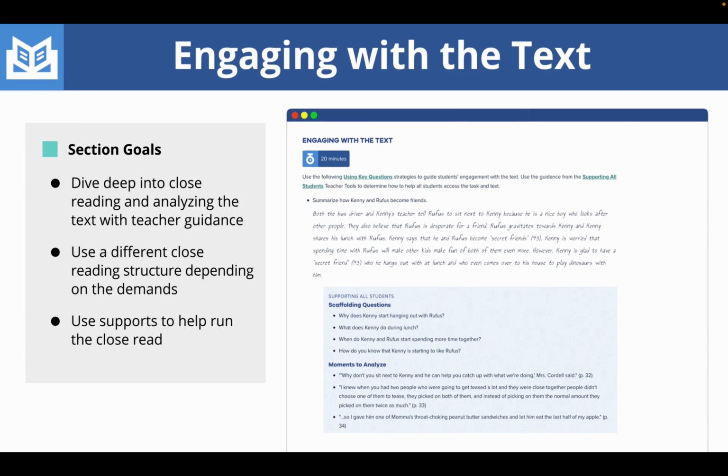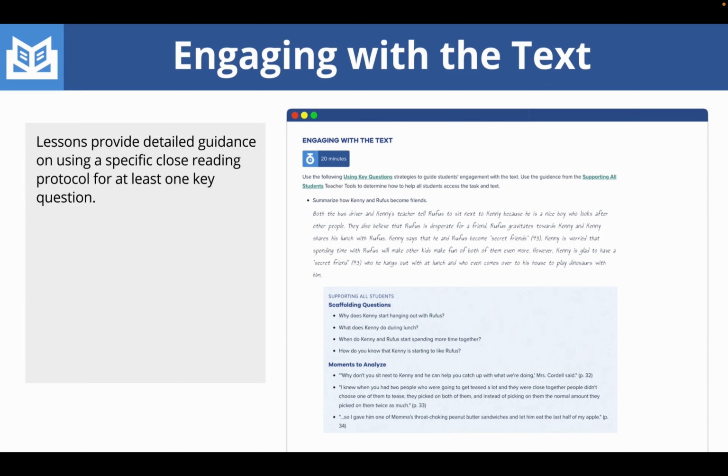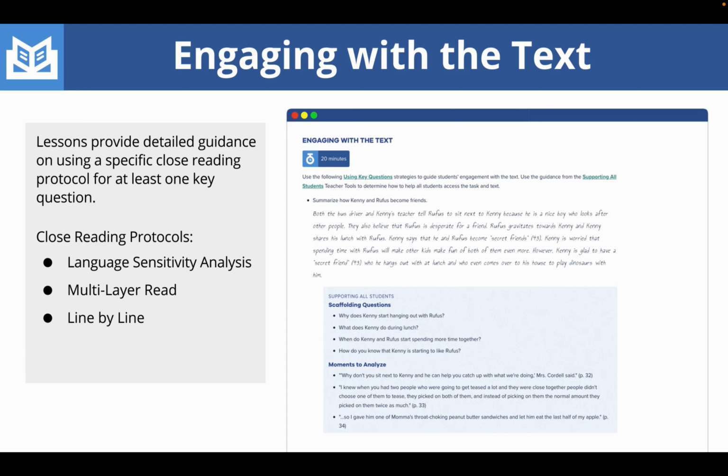Again, in this section, you'll notice the supporting all students boxes. These are supports for engaging with the key questions. The support will vary depending on the question, but often include scaffolding questions, moments to analyze, and language supports, all of which can be used to set students up for success with the key question. In every lesson, we've picked one key question and provided detailed guidance for running a close read using one of 4 close reading protocols. These protocols include language sensitivity analysis, multi-layer read, line by line, and studying the evidence. We'll dive more into these close reading structures in the next segment of this module.